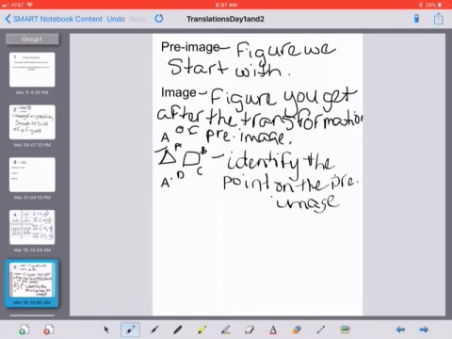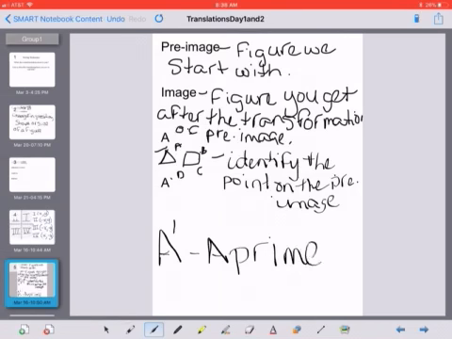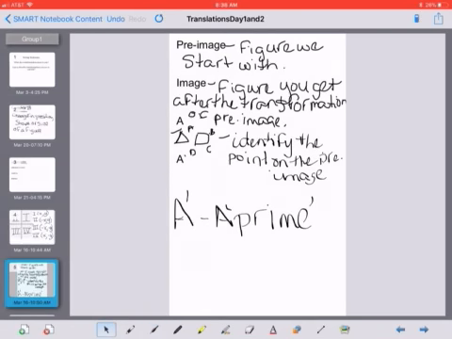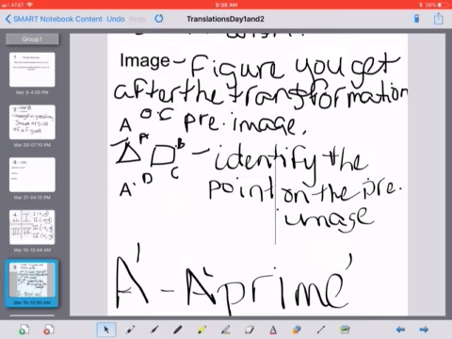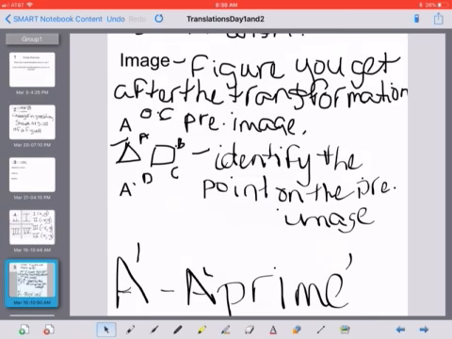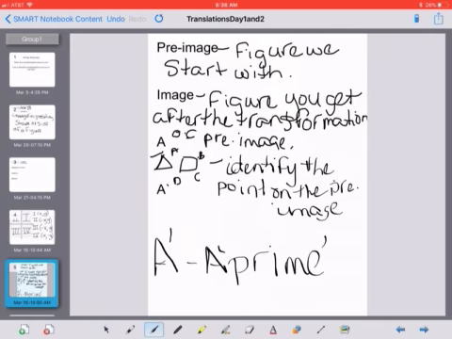So when we transform or move or translate or rotate the figure, we need to have another way of identifying the image. And that's where this comes in, the A with the apostrophe. And we actually call that A prime. So when you see that little apostrophe up at the top, we say the letter and then use the word prime afterwards. And that's a way to distinguish between the points. Okay, so A prime is used to identify the image.